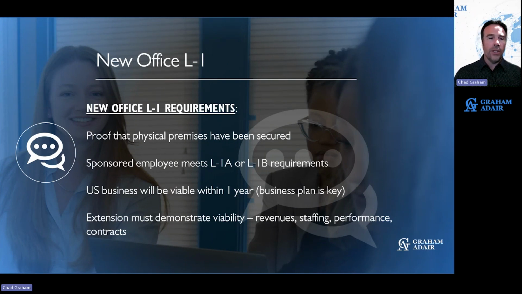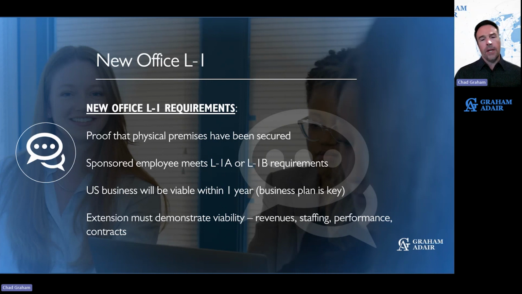And really, at the end of that 1 year is when the difficulty potentially comes, because at that point, we have to show that the U.S. company is a viable operation. And this is where having a business plan can be really helpful to show that, this is what we're looking to do. These are the clients we're looking to have, or the work contracts that we're setting up. We're looking to staff and hire employees.